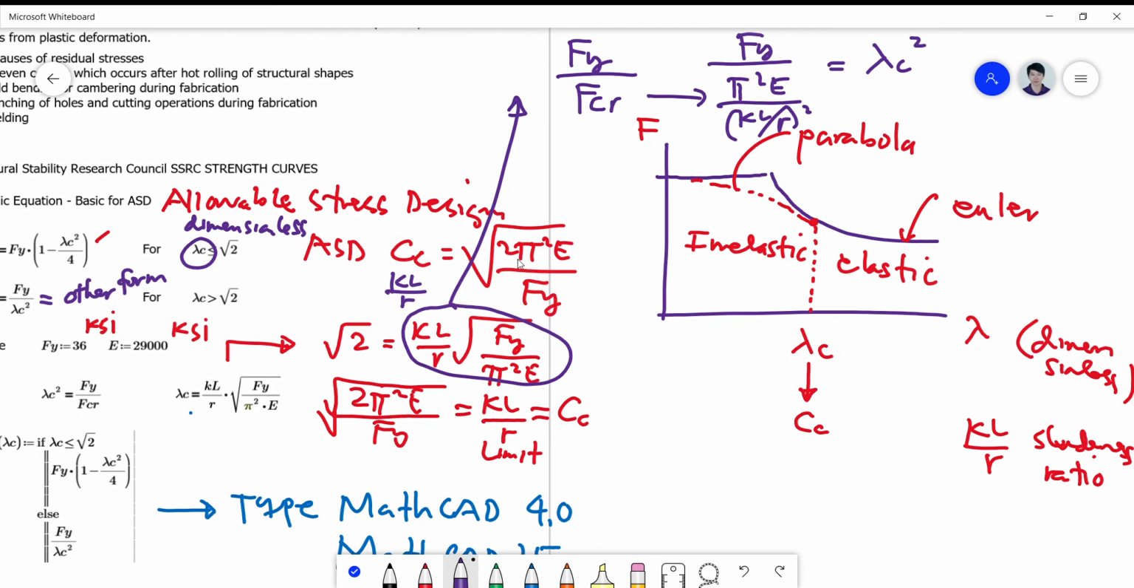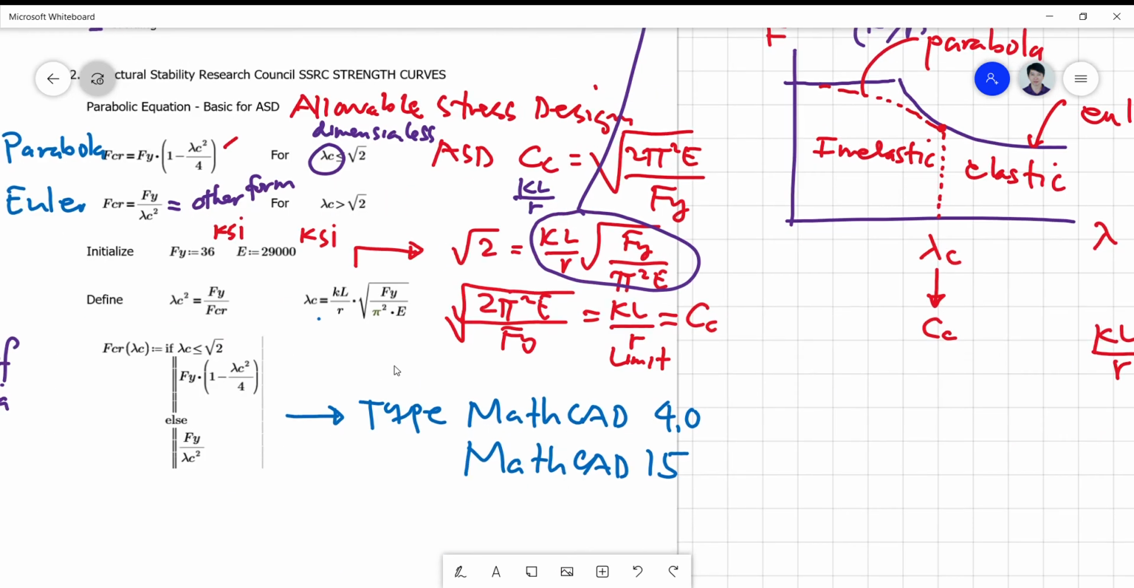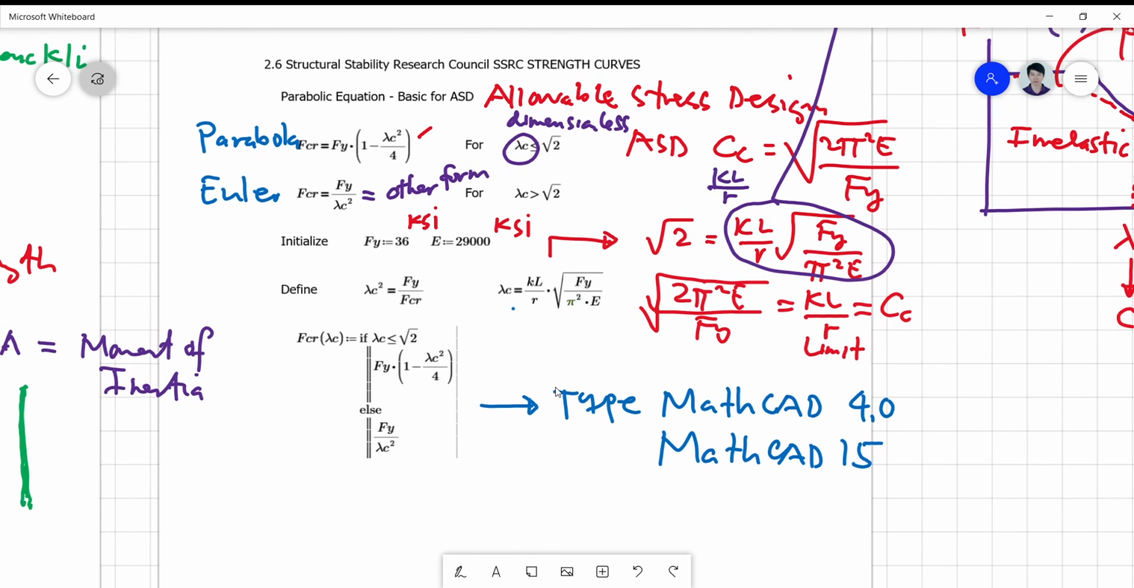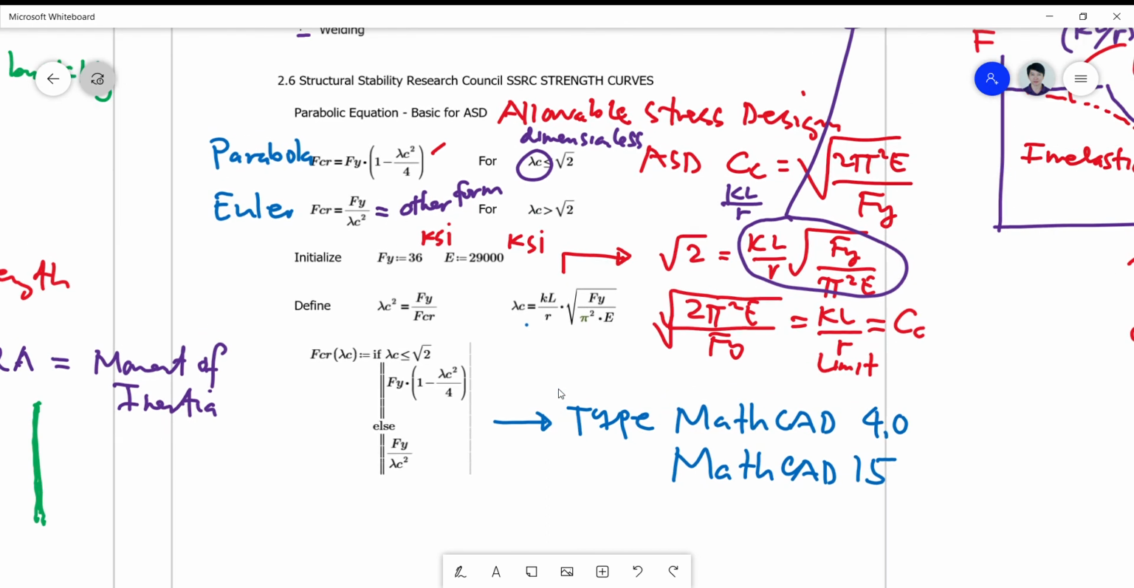Okay, so how come there's a 2 here? Now, the 2 here came from the square root of 2, which is lambda sub c. And if you take the square of that, that is actually equal to 2 here. If you want to take out the squared sign there, this becomes squared, and this becomes without the squared sign. So this is what happened. If you jump the formula on ASD and LRFD, this is the relationship between these parameters.